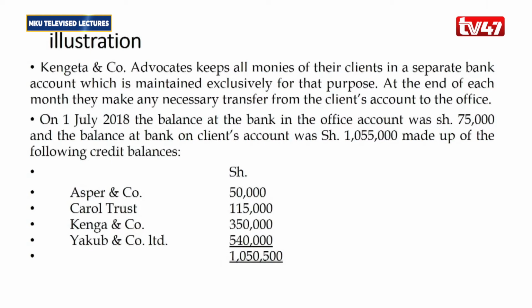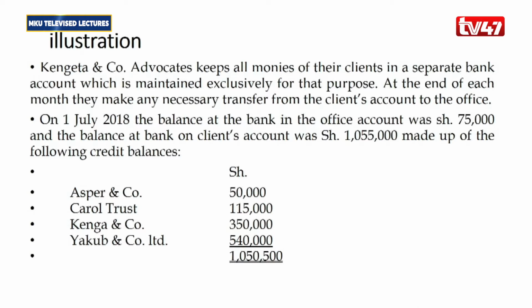So we want to look at this illustration, and I will briefly look at the question so that we understand the question first. Then from there we see how you ought to look at it. This illustration is about Kengeta and Company advocates who keep all their clients' monies in a separate bank account, which is maintained exclusively for that purpose.